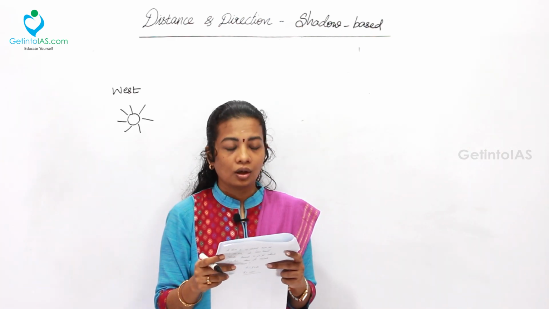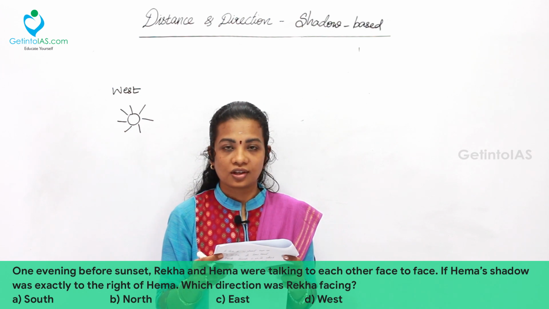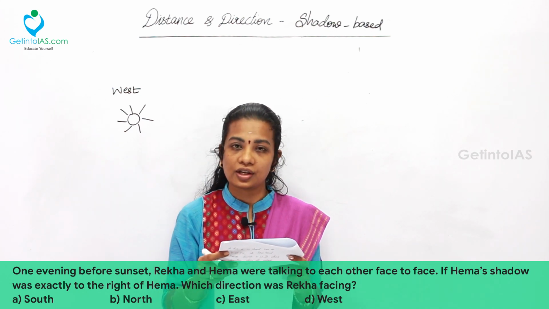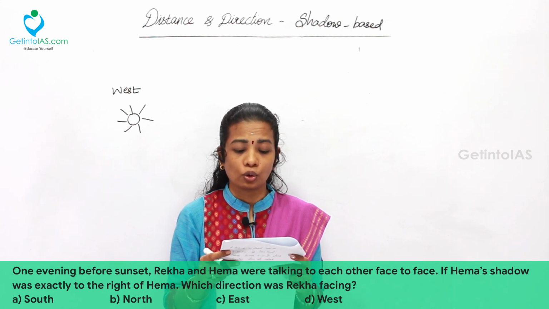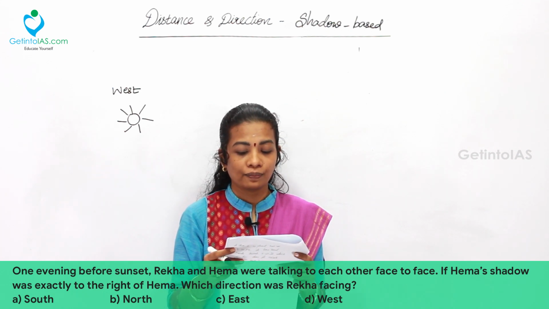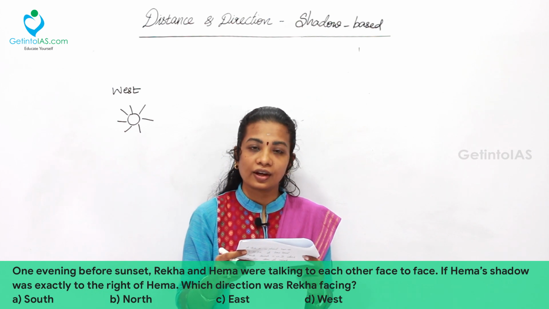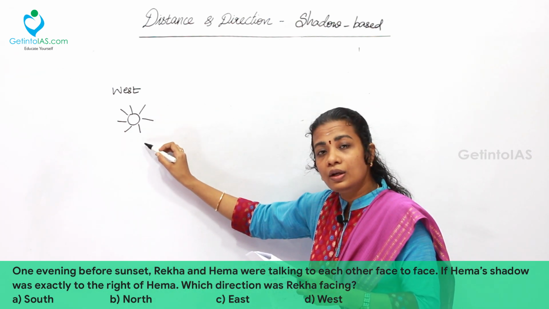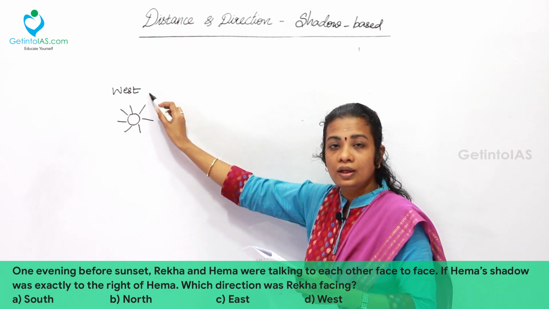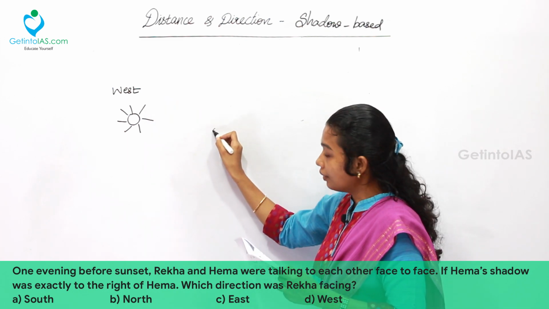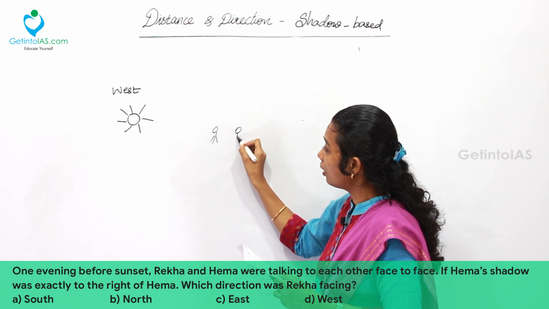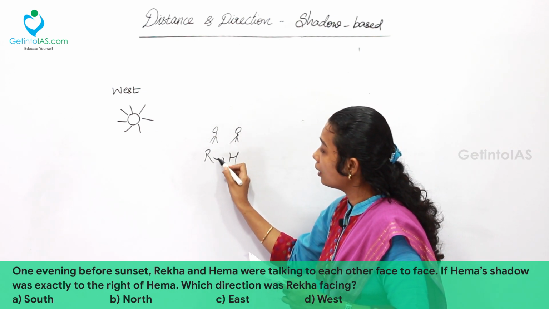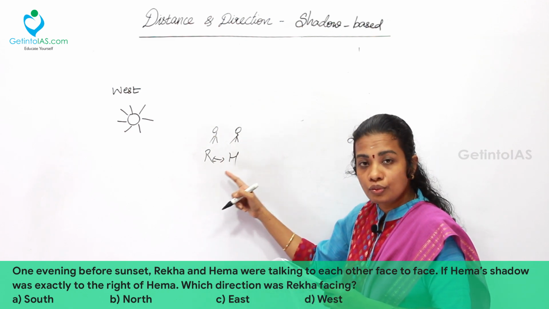The next question. One evening before sunset, Rekha and Hema were talking to each other face to face. If Hema's shadow was exactly to the right of Hema, which direction was Rekha facing? So here, one evening, the sun will always be in the west in the evening time. Rekha and Hema both are face to face.